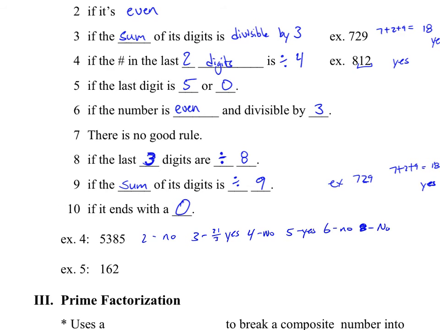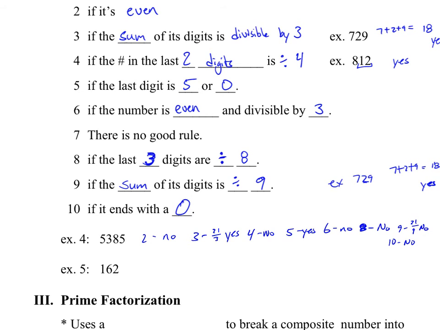What do you mean if 2 doesn't work? For 6, if 2 doesn't work, then 6 won't work. 9, we already added the digits up. We got 21. 21 divided by 9? Nope. And 10? No. Why not 10, Adam? Because it doesn't end in 0.